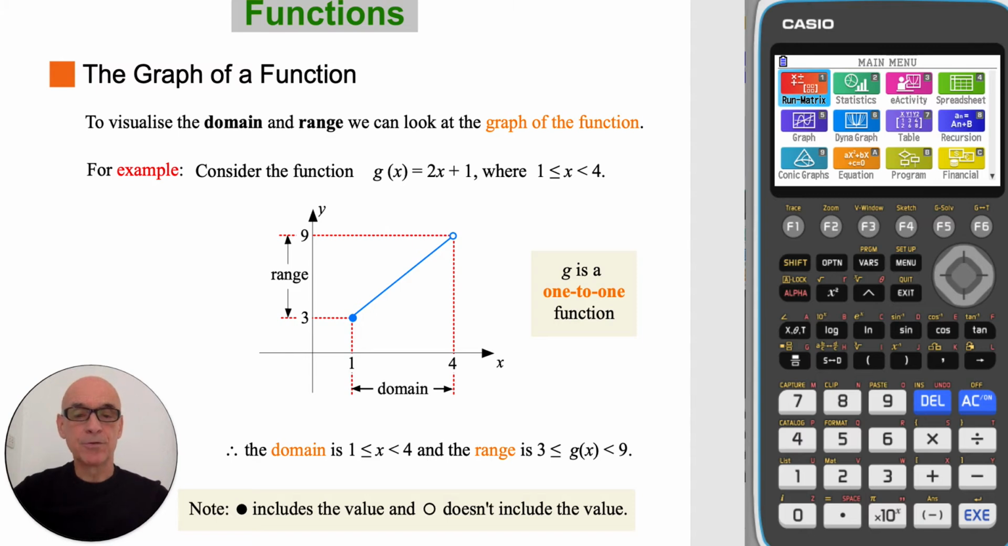The graph of g reinforces the fact that g is a one-to-one function, as every output value comes from a single input value. Note that on the graph, a coloured in circle includes that value, but an empty circle does not include that value.